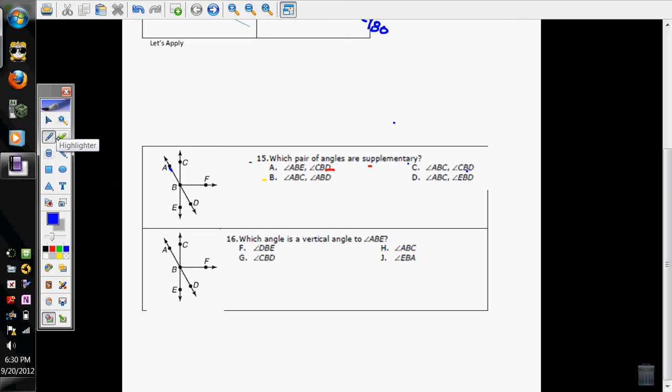Okay guys, we're still working on the review. Now we're going to look at problem number 16. Which angle is a vertical angle to ABE?